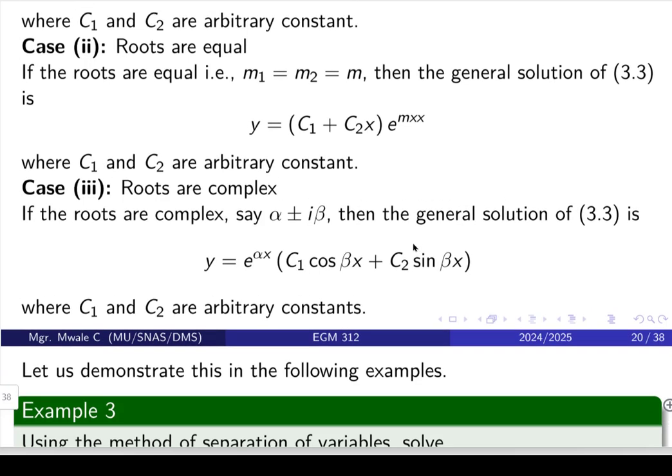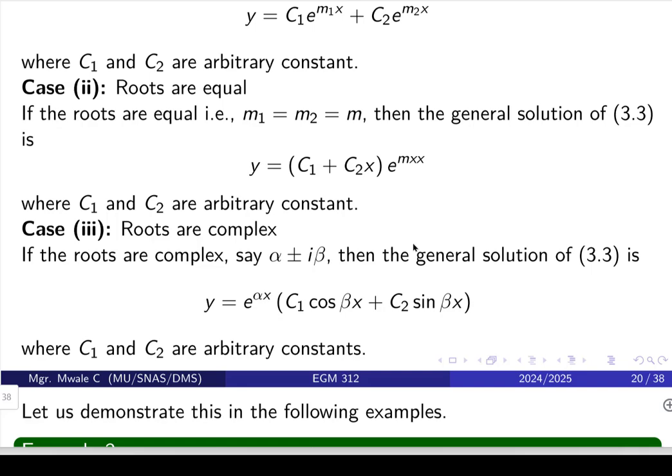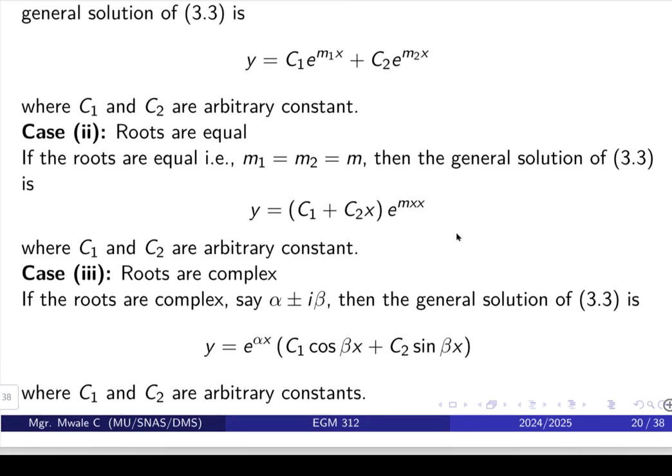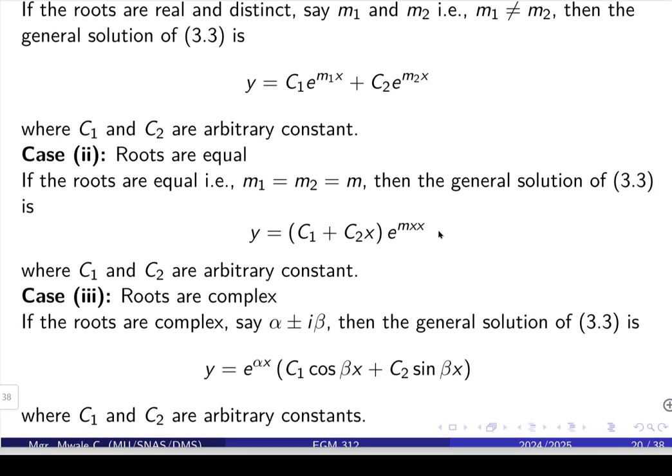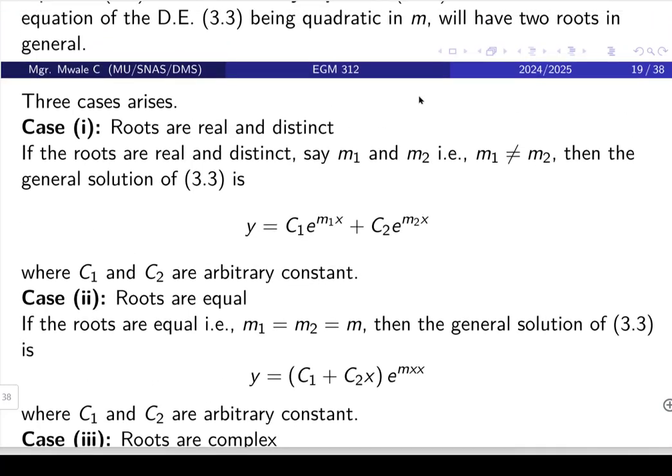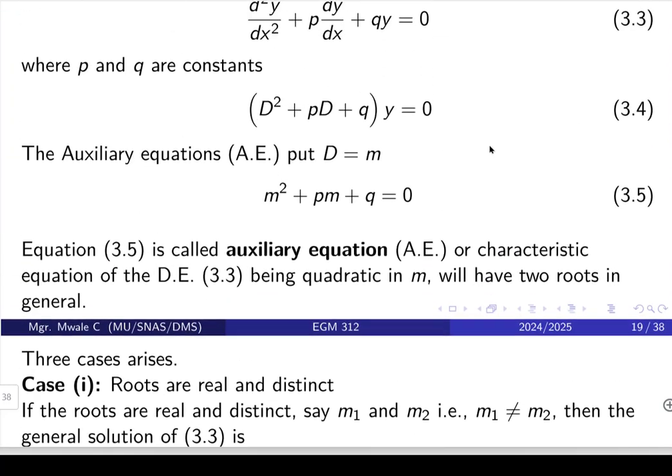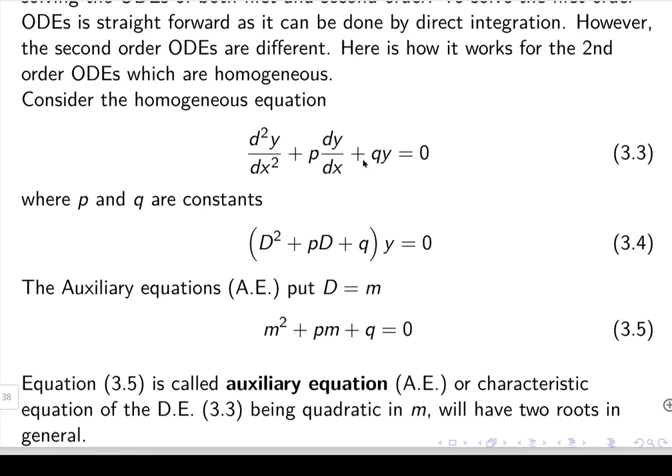Now, let us look at some examples. Before we even look at examples, you need to remember this as you are solving. Once you do separation of variables, you have the ODE. You check if the ODE is of second order like this one, or if it is just of first order. First order meaning this part here only, where the highest power of the derivative is just 1. That is first order.